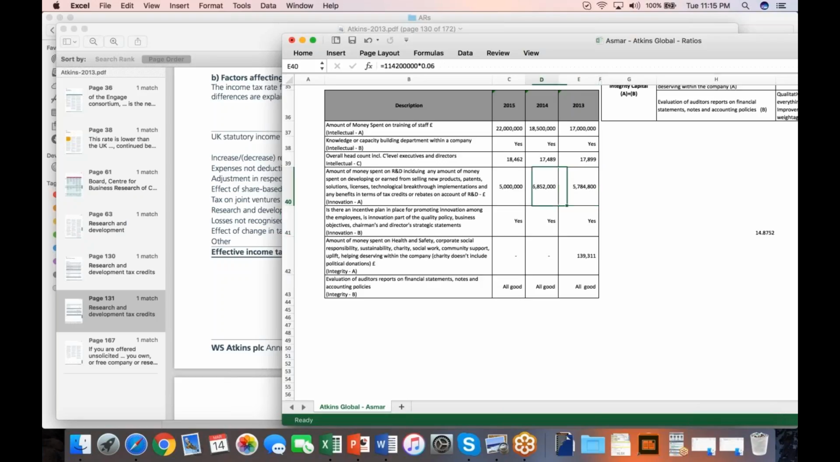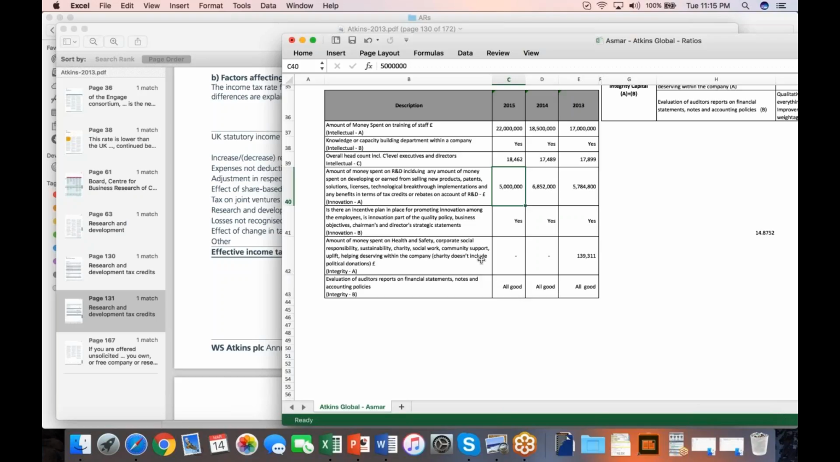The same goes here. In 2014, they saved 6% on tax, so 6% multiplied by their profit before tax. And in 2015, they have mentioned explicitly that they have saved 5 million pounds in tax by spending on R&D. They have gotten the tax refund or whatever.